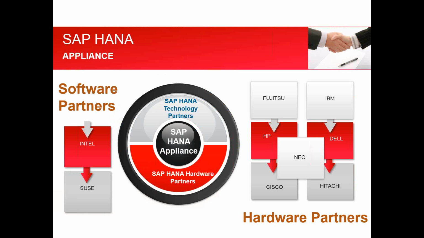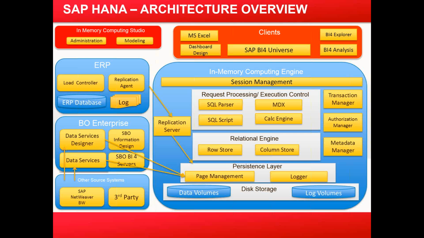So now let's look at the HANA architecture. On the right side, you'll see the blue boxes along with the cylindrical data volumes and log volumes. The large blue area here is the core of the HANA operating system or the HANA appliance. So let's first see how HANA works and what kind of processes run within HANA.